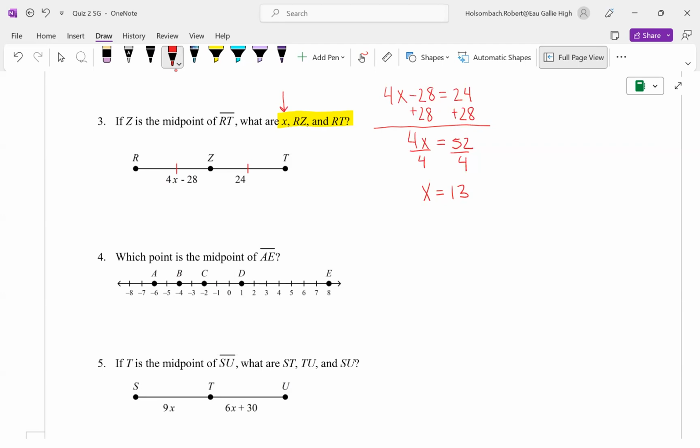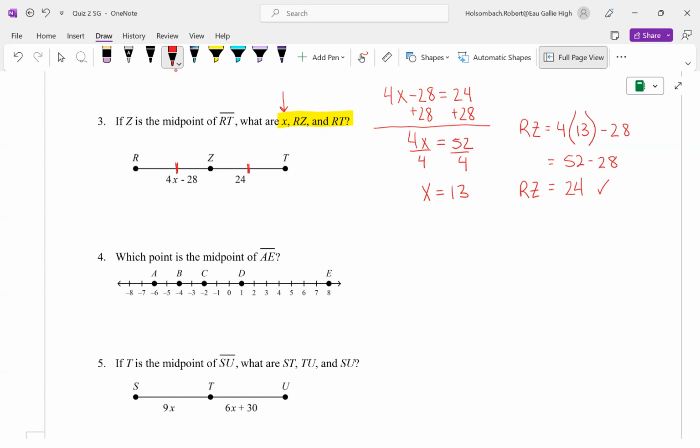Now we need RZ. Well, if R to Z is congruent to Z to T, then RZ is going to be equal to 24. But let's check that answer. So RZ is equal to 4 times 13 minus 28, which is 52 minus 28, which is 24. So our R to Z is equal to 24. That checks.